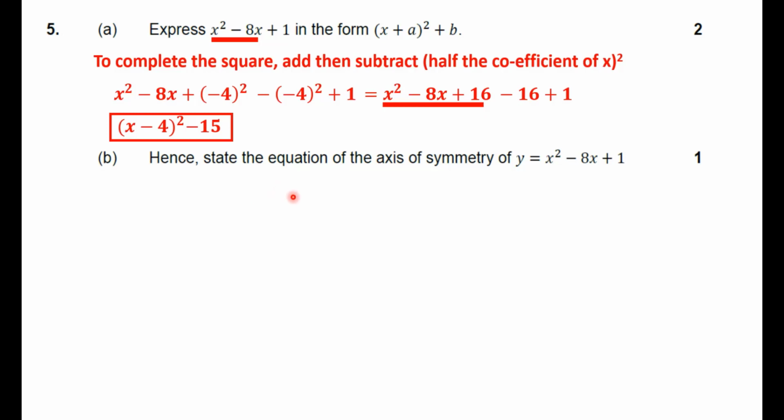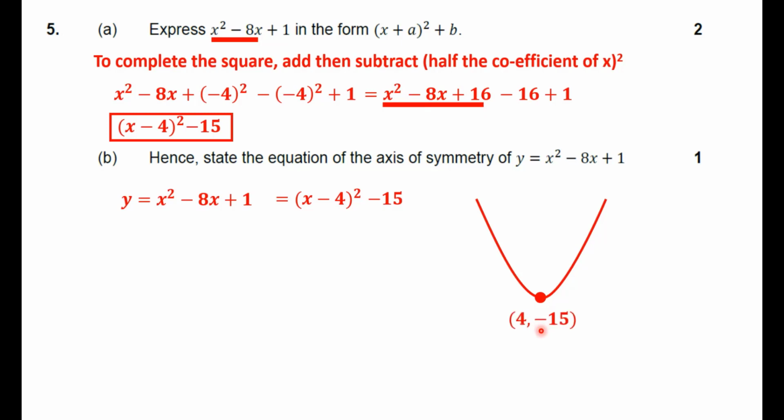Now we've got to state the equation of the axis of symmetry of this function. So we know that that's the function. We know it's equal to this, and if we draw it, it goes down like that, and there is the lowest point, the turning point, and it comes from these two numbers there. The first coordinate is 4, and the second coordinate is minus 15. If this was plus 4, it'd be minus 4 here. You have to just change it. If it says minus 4 there, it becomes plus 4 there.